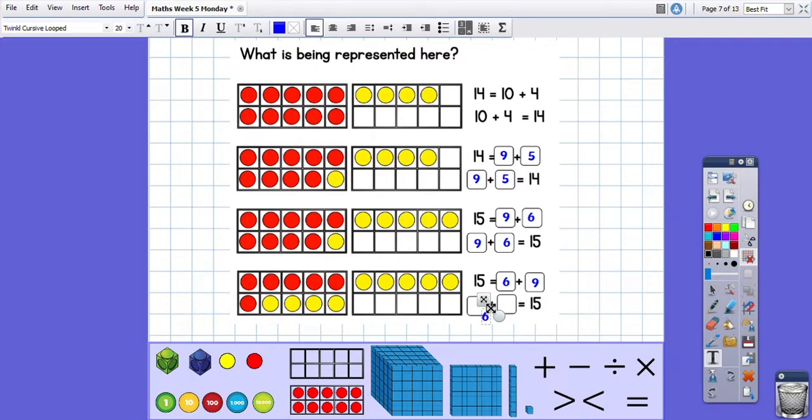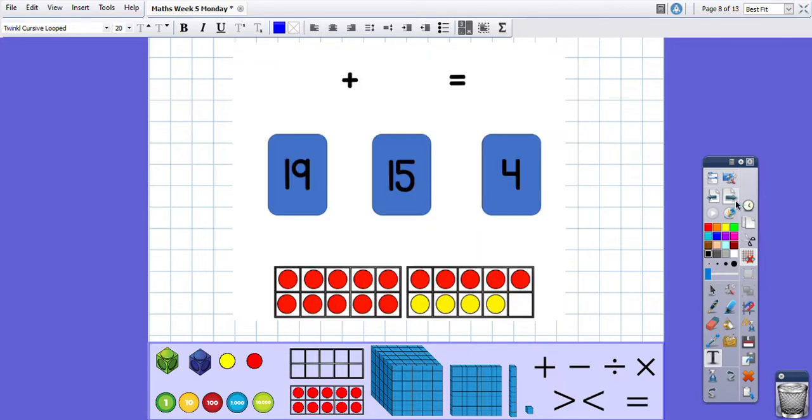6 and 9. Has anybody noticed anything about these tens frames here? They're the same numbers because addition is commutative. It's our big posh word.